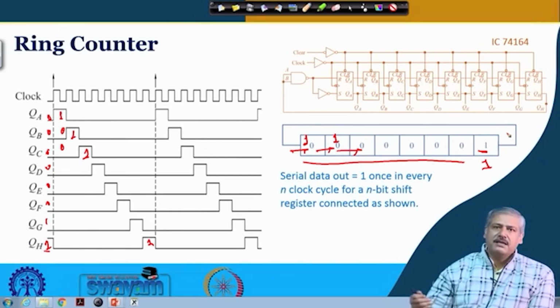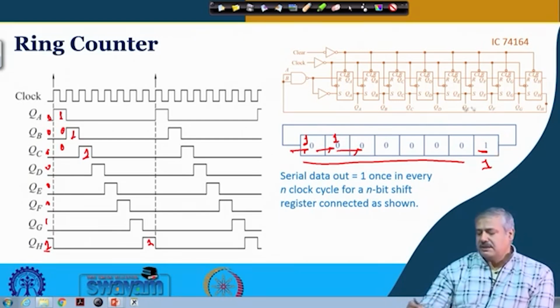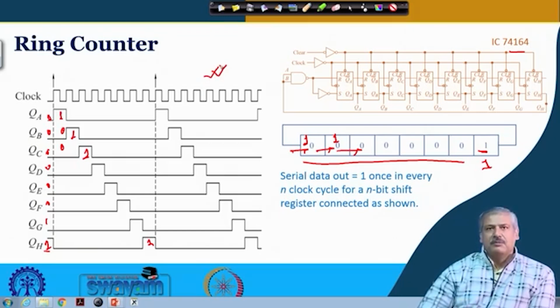So, a count of 8 has been completed, clear, and this can be achieved by any shift register with 8 such flip flops, like 74164 you can take, and then the feedback can be taken, and from that you can achieve, the way we have achieved, a mod 8 counter.